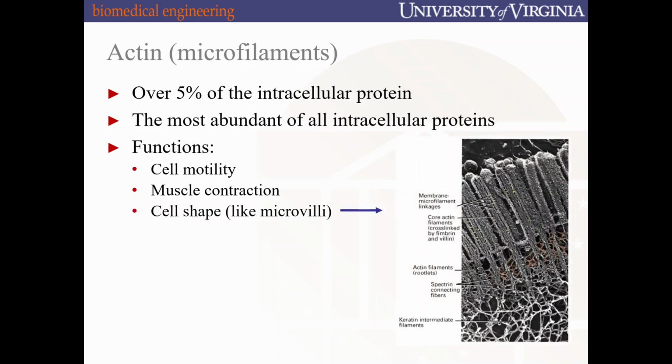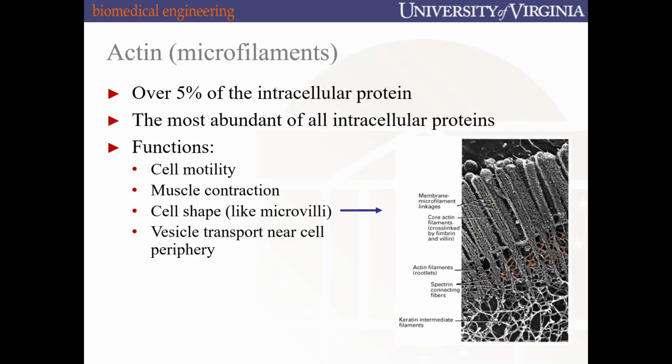And actin microfilaments are also important for certain aspects of cell shape, like microvilli that you can see on the right. These are structures in the gastrointestinal epithelium that increase surface area to aid the absorption of nutrients, and they're stabilized by the actin cytoskeleton.